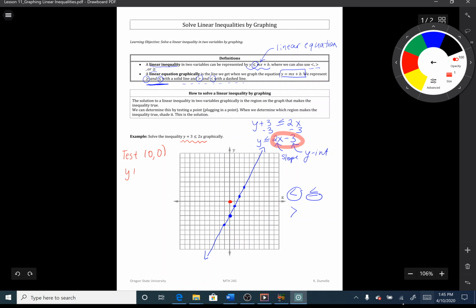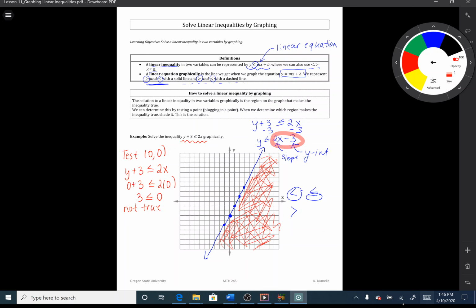So I'm going to plug 0, 0 into our original equation right here. So I get y plus 3 less than or equal to 2x, so 0 plus 3 less than or equal to 2 times 0. So 3 is less than or equal to 0. Well, obviously this is not true. So since this point on this side of the line does not satisfy my inequality, I know that the shaded region should be this part. This means that any point on this side of the line, and in fact including this line since it is solid, is a solution of this inequality. So any solution over in this red shaded region makes our original inequality true.